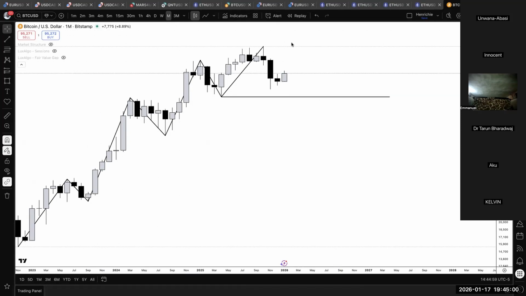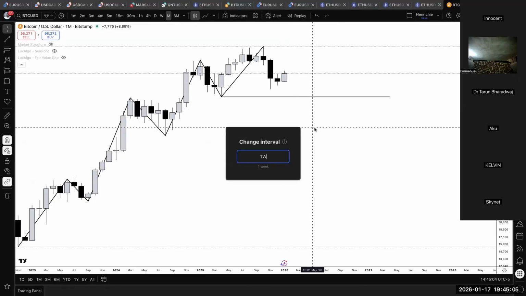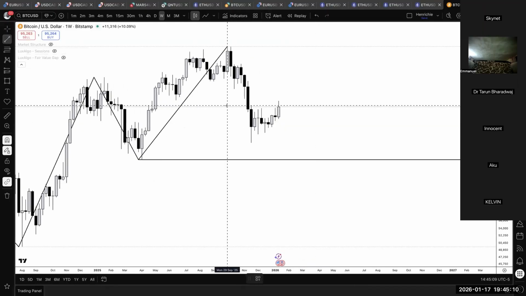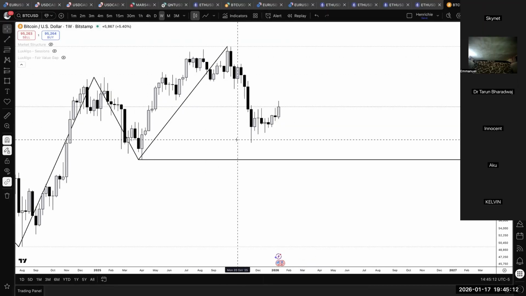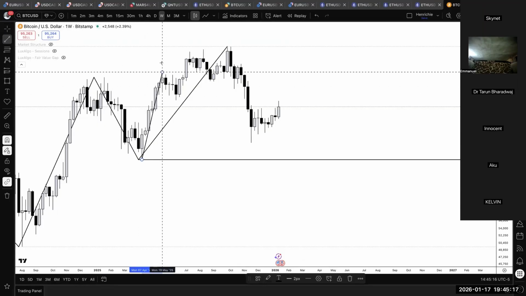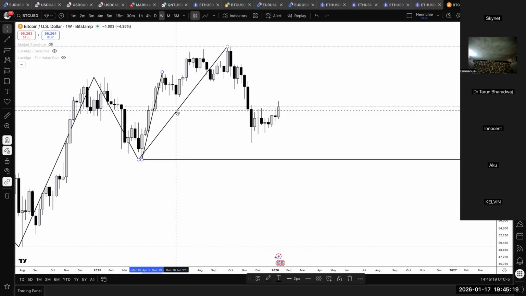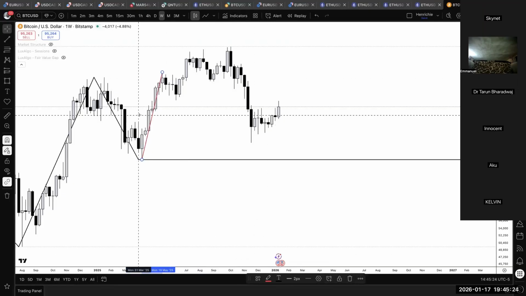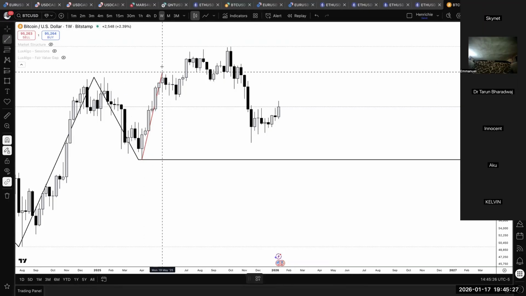Now you can take it to the weekly as well. On the weekly time frame, you can see that this is bearish on the weekly. I'll show you why I said this is bearish. Right here, this is a low, this is a high. I'll remove this line so it doesn't confuse you. And I'll make this line red so you can differentiate what I'm talking about.